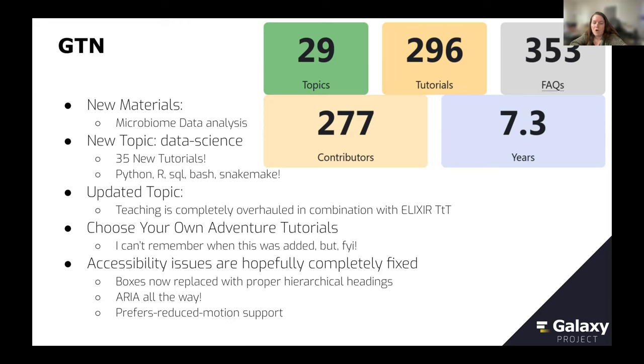And there's been a big work these past few months to improve the accessibility of the GTN website. The boxes are now replaced with proper hierarchical headings, sorry. We're following the ARIA guidelines for accessibility, and we now have support for the prefers-reduced-motion function.